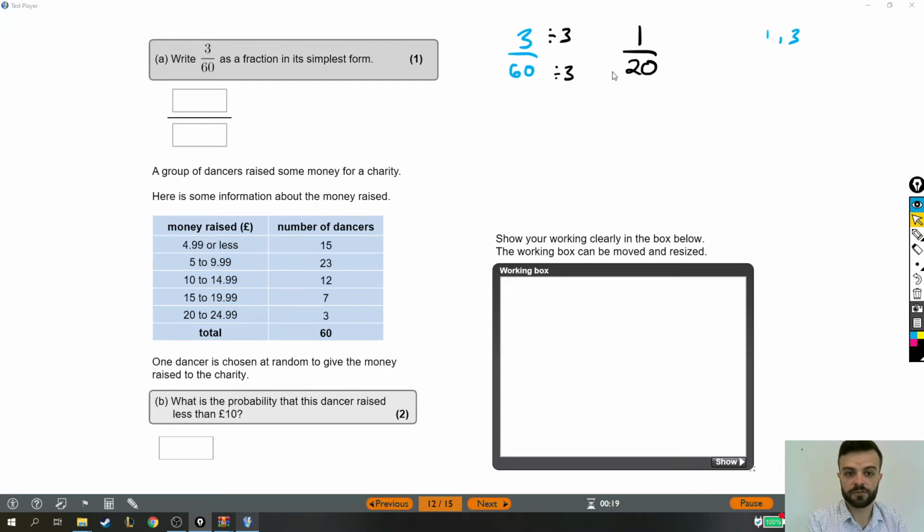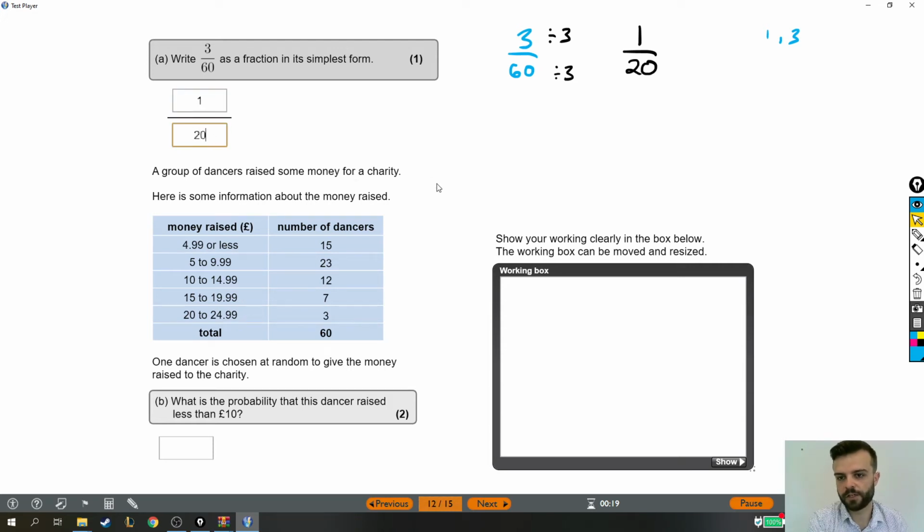Sometimes you'll need to divide again after that first step. If we'd got an answer like 4 over 8, then we could halve them and get 2 over 4, but then we could halve them again to get 1 over 2. So it's not always done in one step, but in our case it was. We picked 3, divided them both by 3 and got 1 over 20. So our answer is 1 over 20.